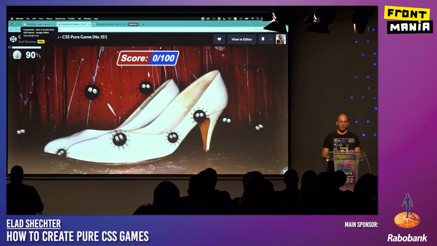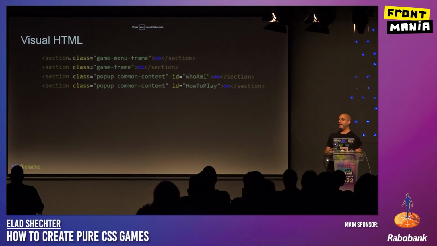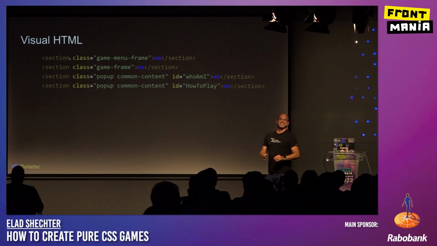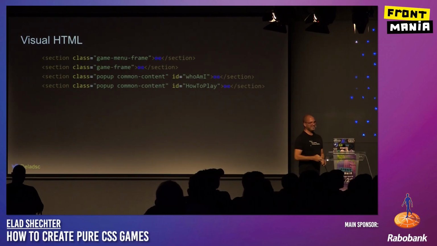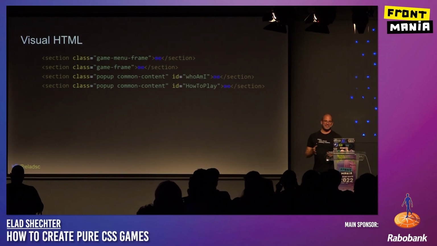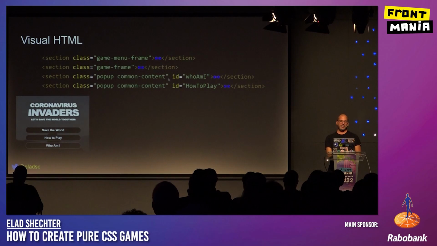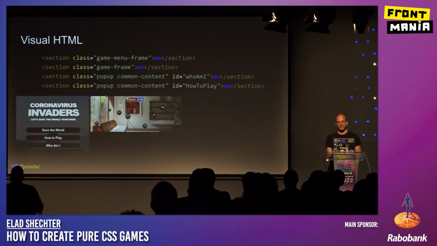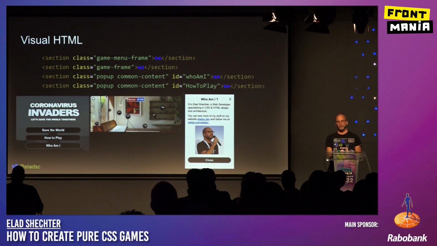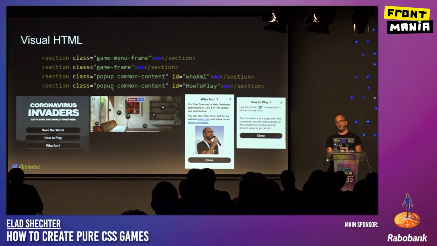How am I representing all those frames in a really easy way? Oh, it's back. Nice. Okay. Now, as you can see, I'm representing all those frames that I just talked about with the section HTML element. And as you can see by the class name and the ID name, the first frame is the game menu frame, the second one is the game frame itself, the third one is the pop-up of Who Am I, and the fourth one is the pop-up of How to Play.